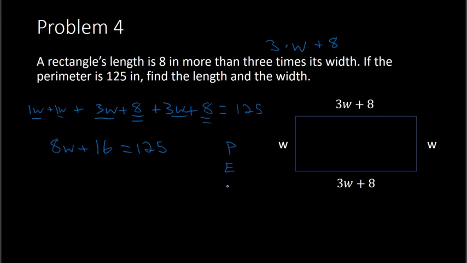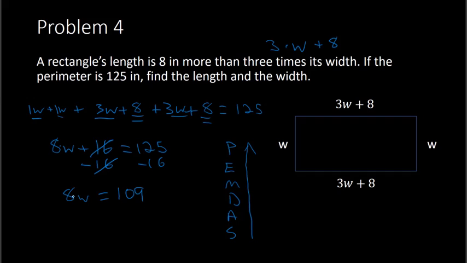So I can solve by doing reverse order of operations. So I begin with addition and subtraction first. So we have an 8 and a 16 to get rid of. The 8 is being multiplied with the W. The 16 is being added. So get rid of the addition first, and we do that by subtracting 16. 16 minus 16 would cancel. That gives me 8W on the left. 125 minus 16 would give me 109 on the right.